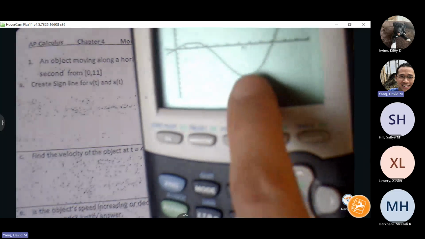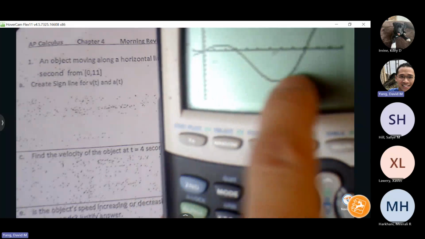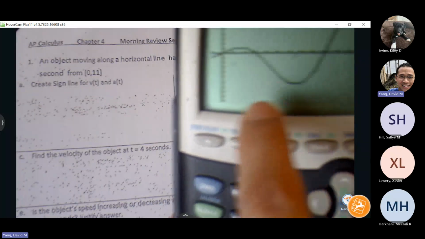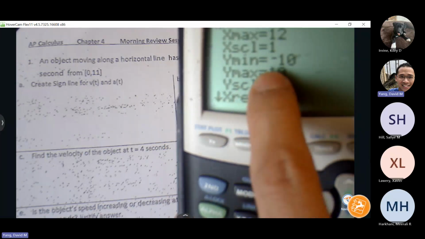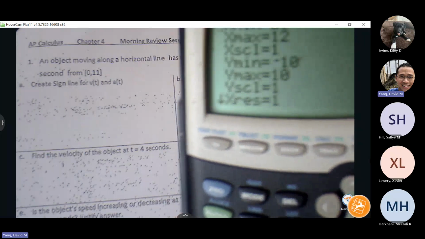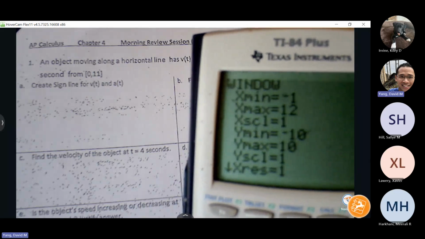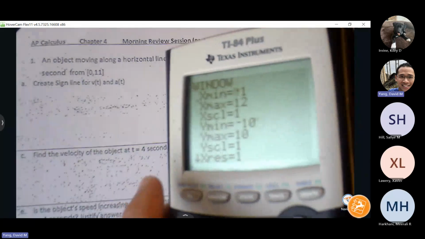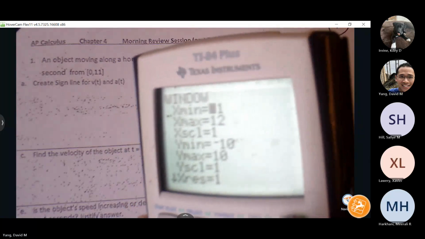Now, let's say this valley of the graph is being cut off. Let's say it went too low and it's getting cut off. If something's getting cut off and you want to see a bit more on the y-axis, just go to your window and adjust your y-min and make your window go lower. So you can always play with those four. If you're comfortable with those four numbers, you can move your graph wherever you want to. There's another method to do it. I'll show that at the end. It's not a good graph to demonstrate that.